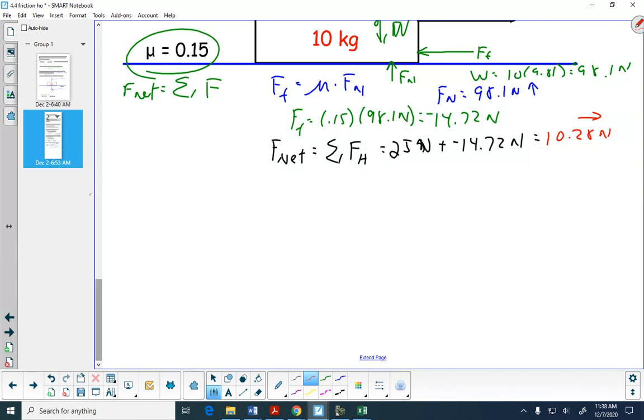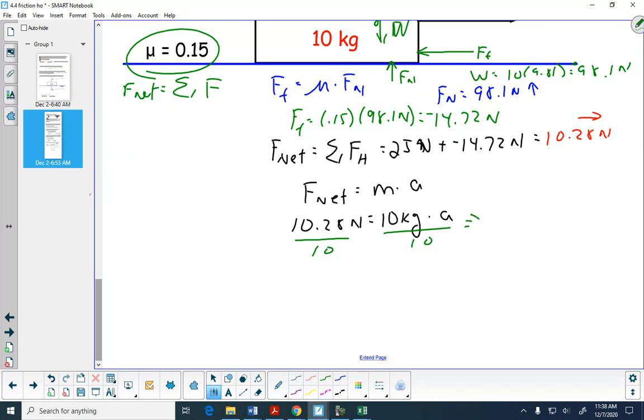So if that is our net force, our force net is equal to mass times acceleration. So our force net is 10.28 newtons. Our mass is 10 kilograms times our acceleration. We can divide both sides by 10. So our acceleration of the object is 1.028 meters per second squared.